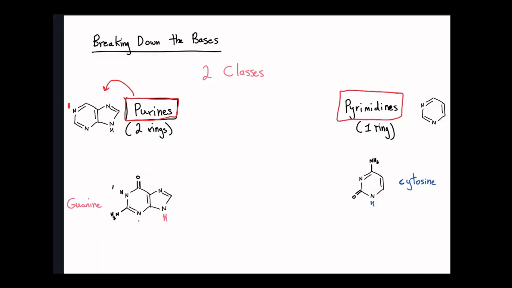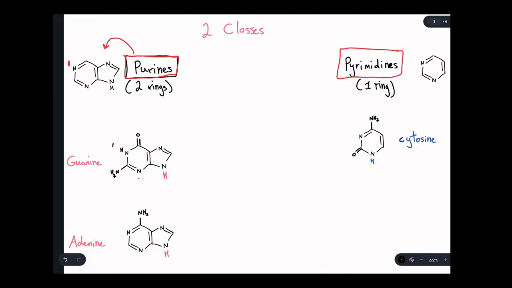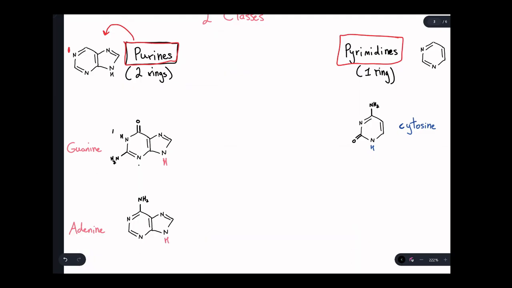So first, recognize that if there's 2 rings put together in the base, it's a purine, and your purines are either guanine or adenine. So 2 rings is your sign that it's a purine, and a big sign here is that guanine has this carbonyl, while adenine just has this nitrogen.